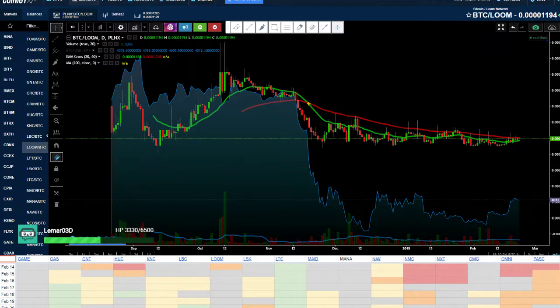Loom is looking great. It'll be an alert tomorrow for sure, but I'll just leave it neutral for now. It hasn't moved up high enough.